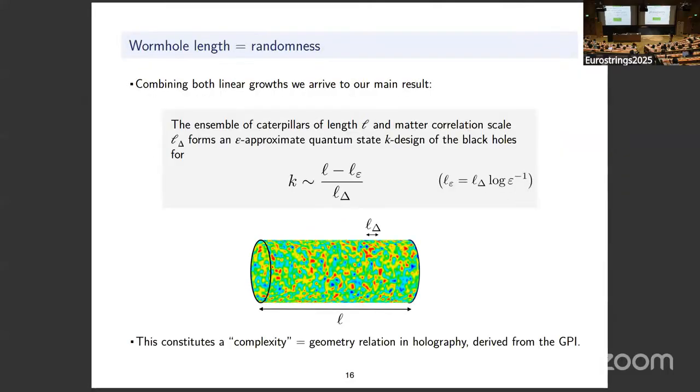linear growths, we get our main result, which is that the ensemble of caterpillars of length L and matter correlation scale L delta forms an approximate quantum state k design of the black hole for a k which grows linearly in L over L delta. Okay, so let me just emphasize this. This relation is a relation between some microscopic property of the ensemble of microstates, which is this k, the randomness that they have, so how random they look. And on the right-hand side, we have a quantity which is purely semi-classical. It's just the length of the wormhole. And so this constitutes a complexity geometry relation in holography, but which has been derived from first principles using the gravitational path integral. So this linear growth of k has been computed.